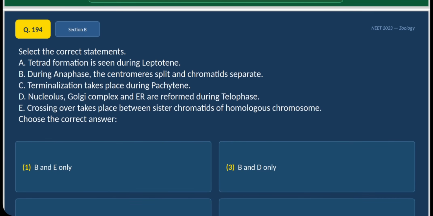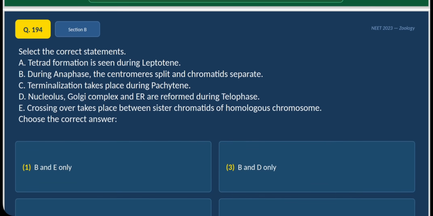Wrong it is. During anaphase, the centromere splits and chromatids separate. Correct statement it is. Terminalization takes place during pachytene. Wrong. Terminalization takes place during diplotene and diakinesis, not during pachytene. So the correct statements are, B is correct.